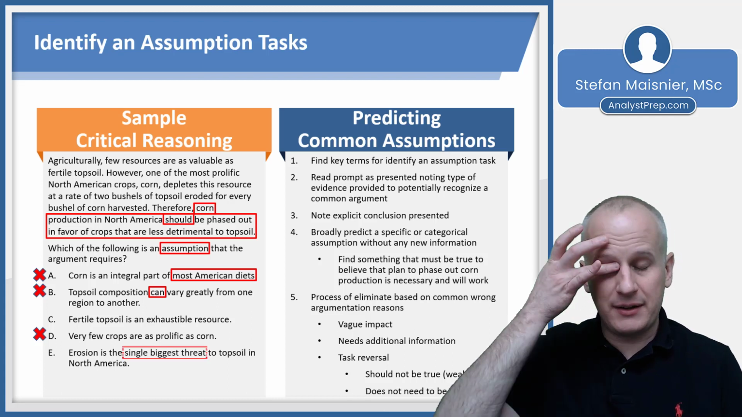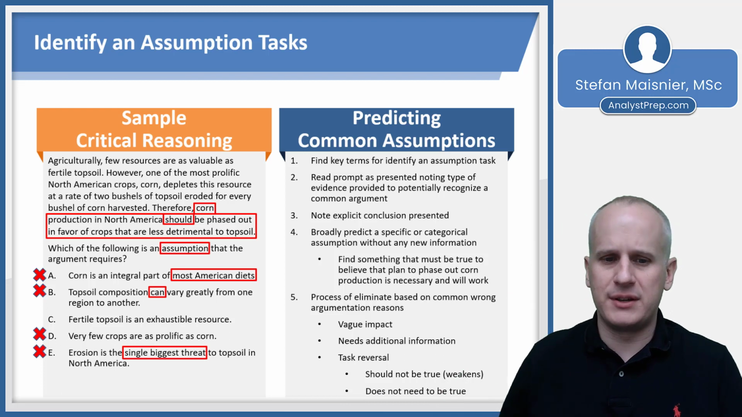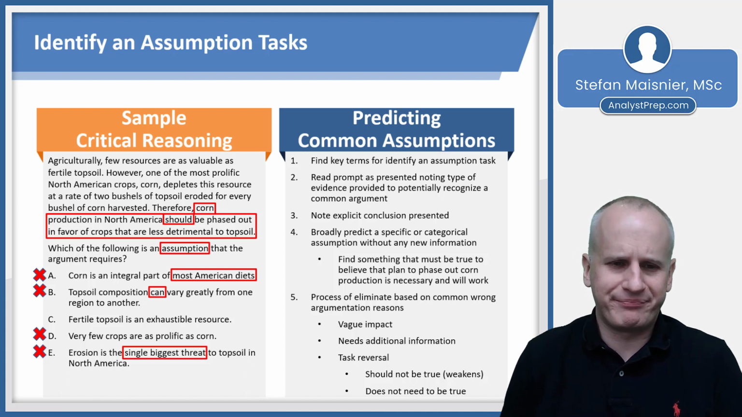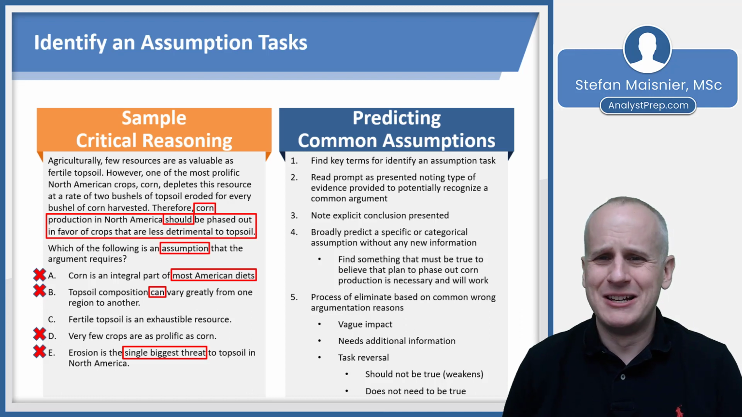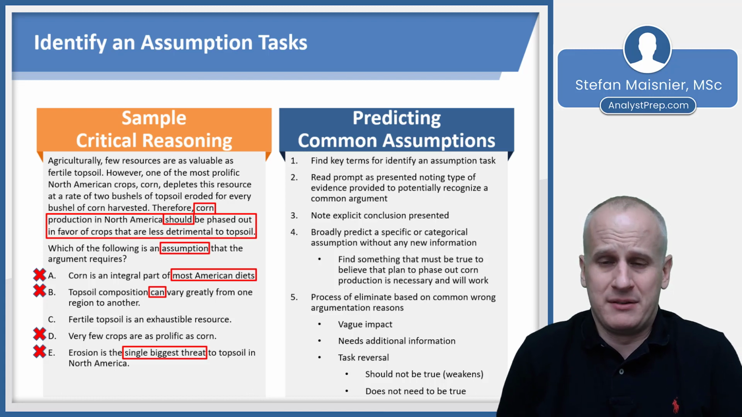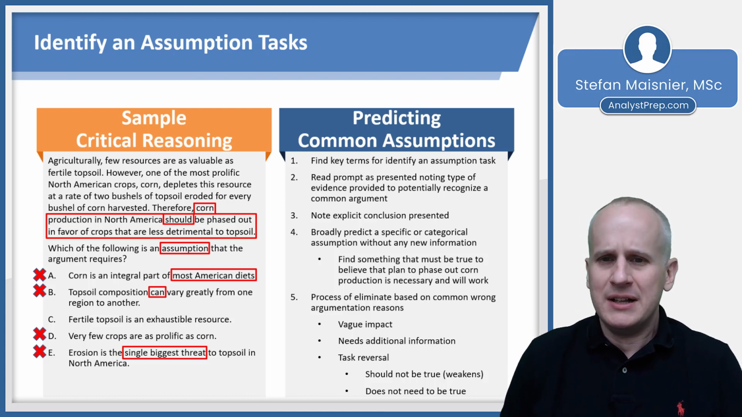And then we've got things that don't need to be true. So, things that go a little bit too far that aren't required by the argument, such as choice E. Erosion is the single biggest threat to topsoil in North America. Maybe, but it's not necessary. Erosion could not be the single biggest threat, and that's fine, it just needs to be a significant threat. So that too can be eliminated as something that's kind of a task reversal because it's not necessary.